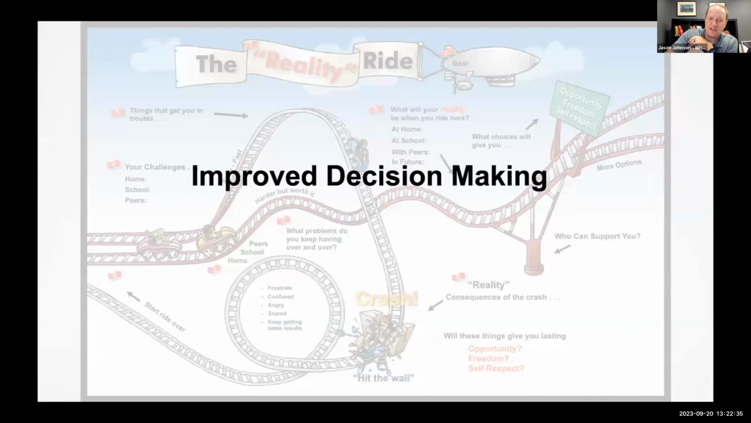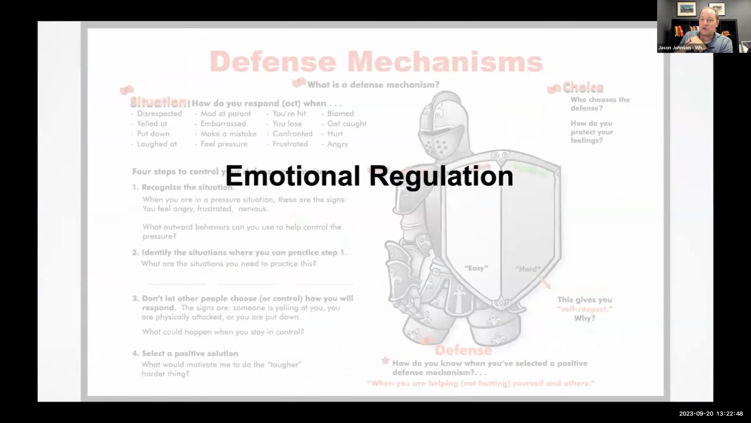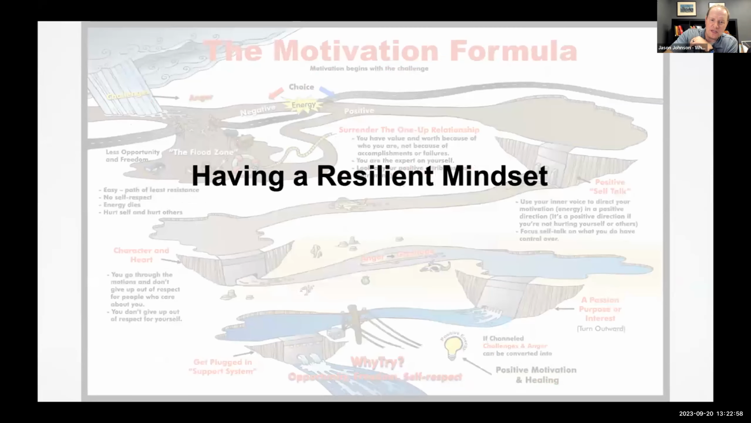So our next skill of resilience after decision-making is all about developing a positive sense of self or self-image, how we view ourselves. Can we tear off negative labels that we have attached to us? Next, we're going to look at emotional regulation. How do I respond when I'm in a situation when my emotions become elevated, when I become frustrated, angry, etc.? After that, we dig into developing a resilient mindset. Resilient mindset is all about the perspective we have towards our challenges. How do I view the challenges that I have? And that impacts how I respond to them.